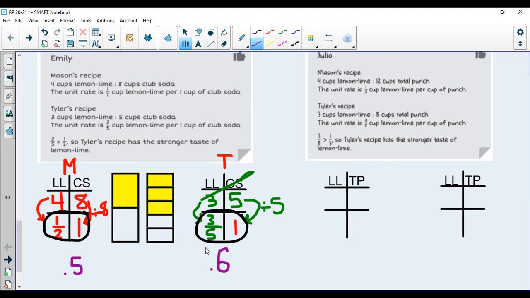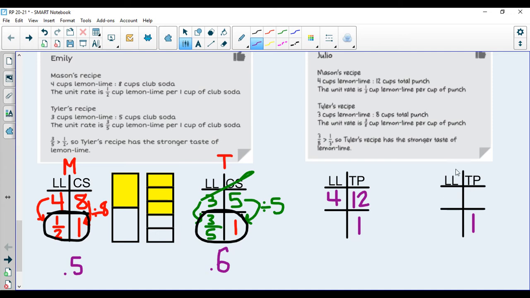So let's look at Julio's strategy. Julio also found unit rates, but Julio compared the lemon lime flavor to the amount of total punch that was made. So in Mason's recipe, he had 4 cups of lemon lime plus those 8 cups of club soda to make 12 total cups of punch.